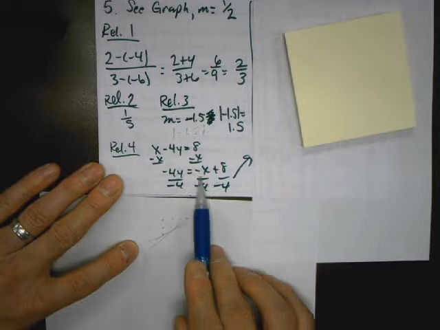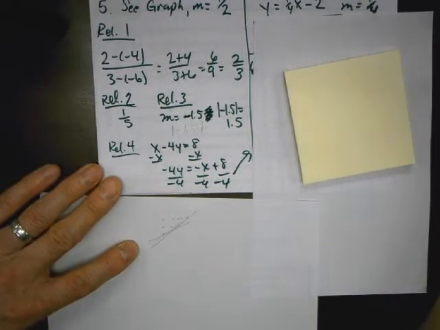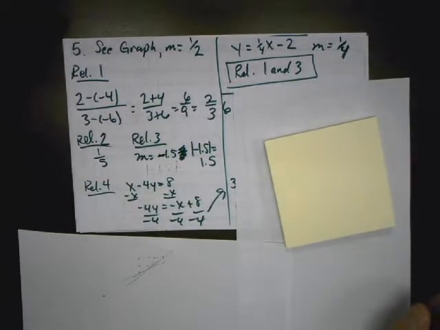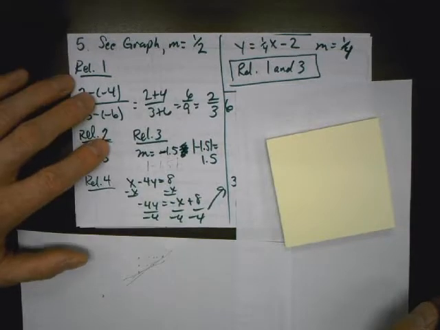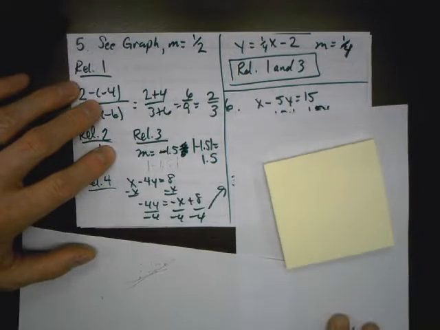Now remember, x over 4 is 1/4 x. Negative over negative is positive. So here's the equation simplified. The slope is whatever's in front of x. My slope is 1/4. That's not greater than 1/2. So the lines that are steeper are relations 1 and 4.